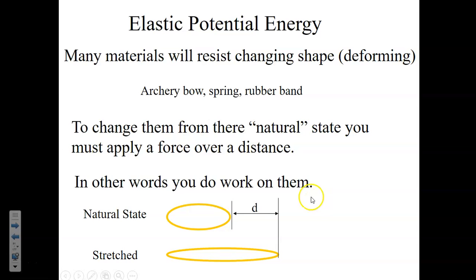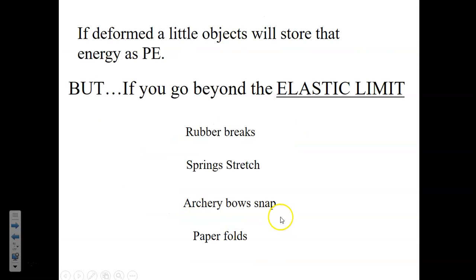But there's a natural state that they have, and then you must apply a force to deform them or stretch them. So if this is the natural state of the rubber band, then I stretched it a distance d. And when they're in this elastic region, they store the energy as potential energy. And when you let them go, they release that energy and it becomes other types. But if you go beyond that elastic limit, then you're no longer storing energy.